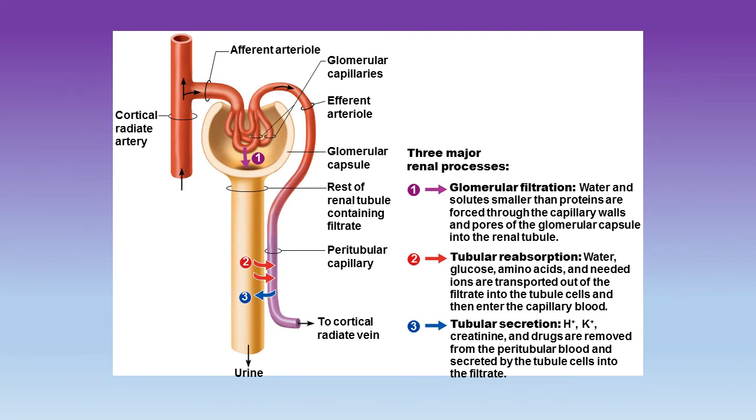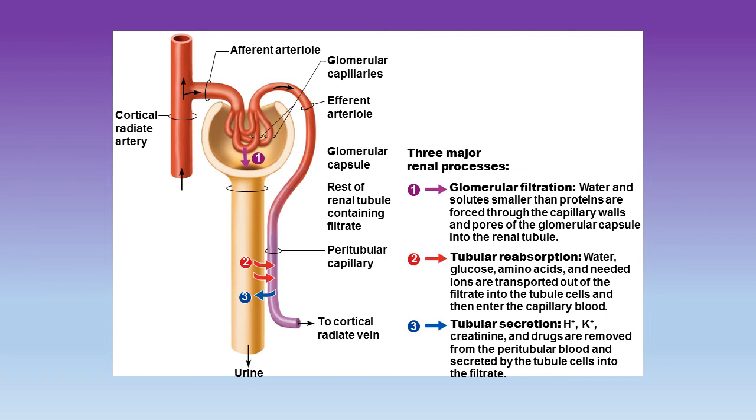So number one, as you see from the diagram, purple, here you have filtration. So water, amino acids, potassium, chloride. Most substances are moving out of the blood into that empty space of the glomerular capsule. Proteins, cells are too large. They will not leave the blood. So they're left in the blood and they're going to flow out the efferent arteriole and move on down to that peritubular capillary.